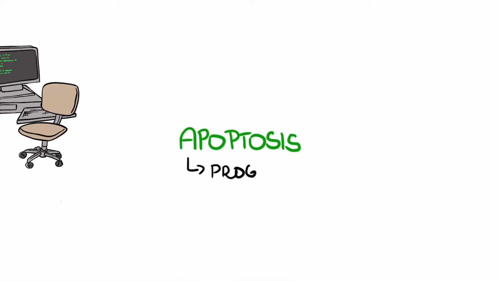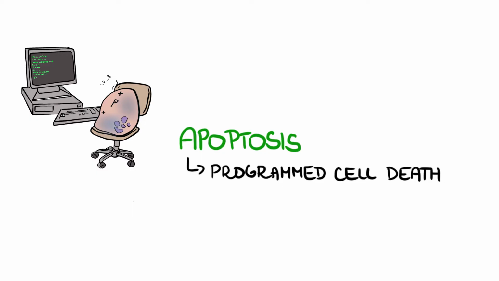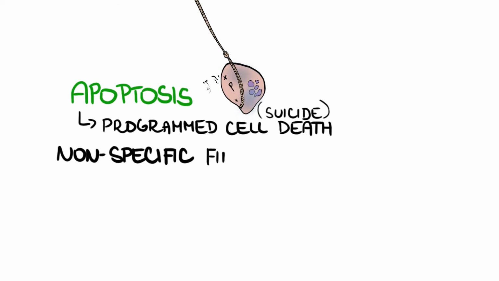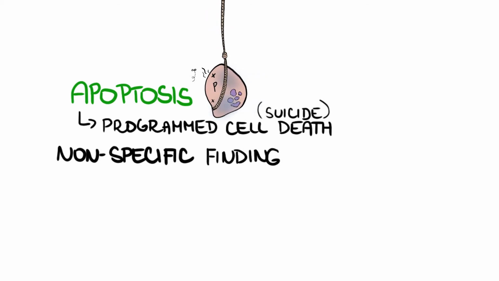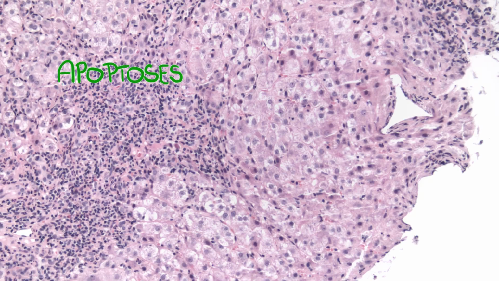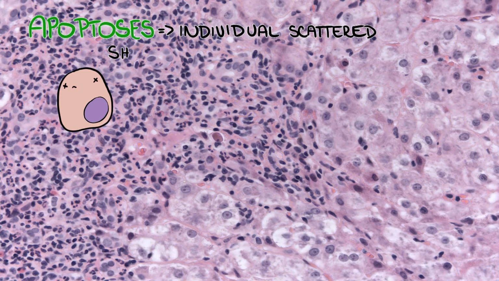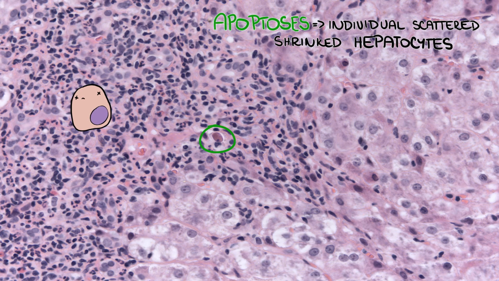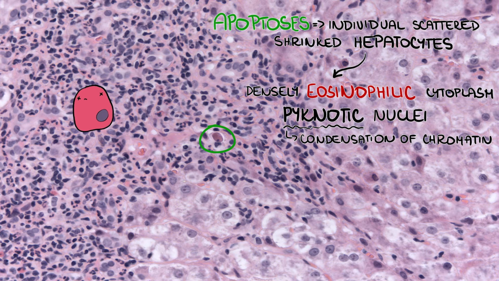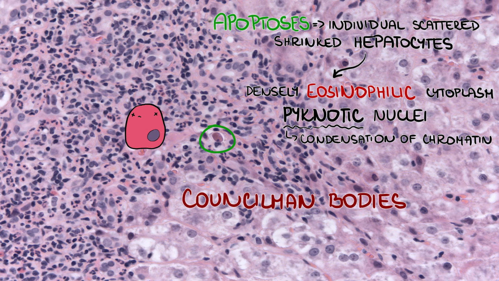Apoptosis is a form of programmed cell death. We can understand it as a cell suicide. Apoptosis is a common non-specific finding in many liver diseases. However, it's usually more prominent in acute hepatitis. Apoptosis can be seen as individual scattered, shrunken hepatocytes with densely eosinophilic cytoplasm and pyknotic nuclei. Pyknosis is a condensation of chromatin in the nucleus of a cell undergoing regression. These apoptotic hepatocytes are often referred to as Councilman bodies.